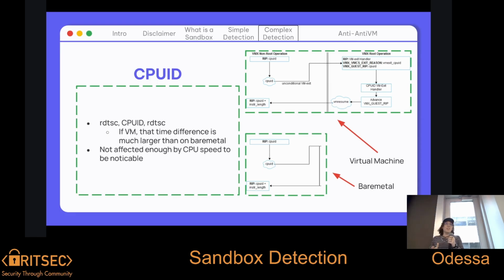Going back, RDTSC, remember that? If we get timestamps before and after, on bare metal the time will be much smaller than in a hypervisor, to the point where CPU speed is not going to be the cause of a red flag here. The hypervisor just adds so much extra time for this that it'll be noticeable.